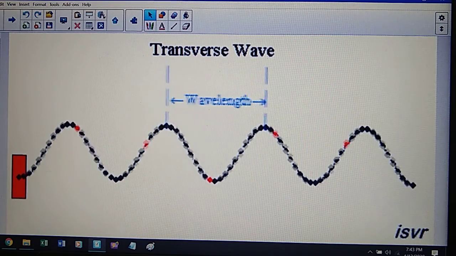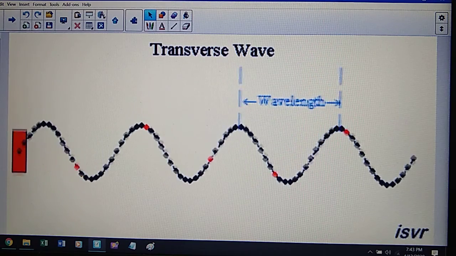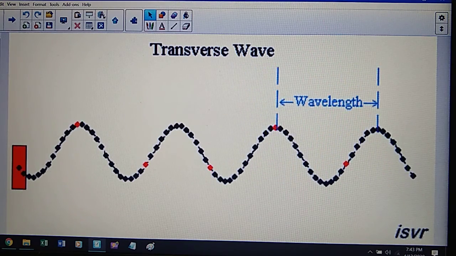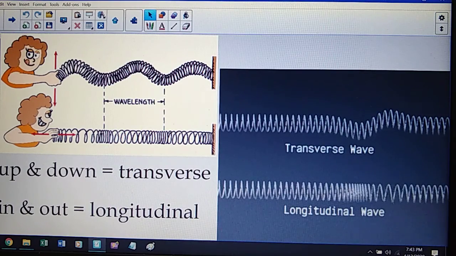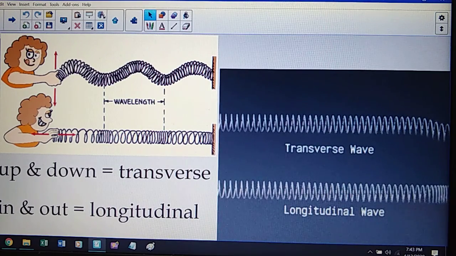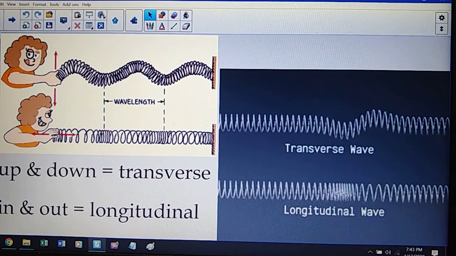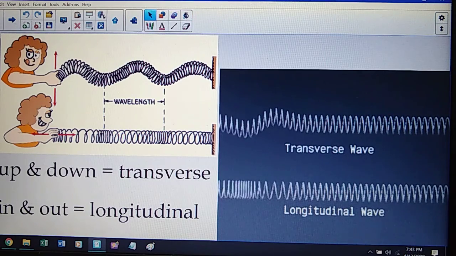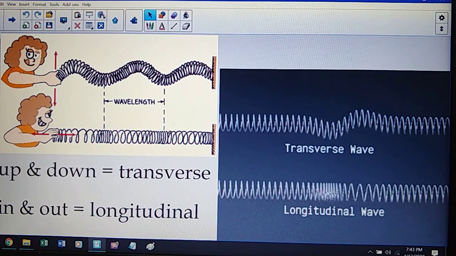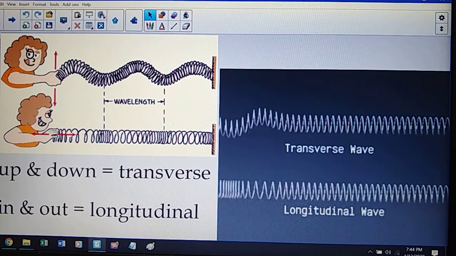Longitudinal is parallel. Transverse is perpendicular. So if we were taking a slinky, in both cases the wave would move to the right, but to make a transverse wave, we would go perpendicular, or shake it up and down, versus longitudinal, where we shake it in and out, left and right.